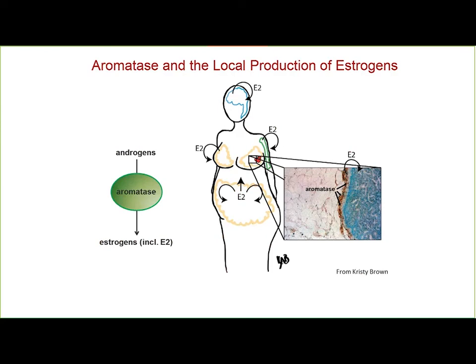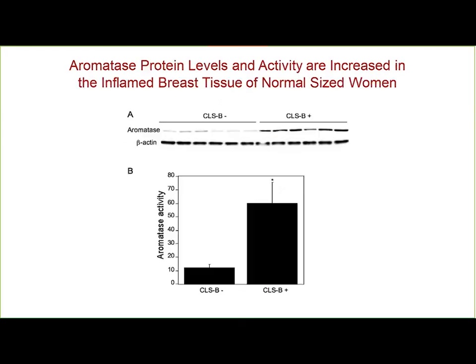Just as a reminder for the group, androgens are converted by aromatase to estrogens, and aromatase is abundantly expressed in adipose tissue, particularly in adipose stromal cells, and synthesizes estrogen. And so consistent with our RNA-seq data and qPCR data, we were able to demonstrate that aromatase protein levels and activity are increased in the inflamed breast tissue of normal-sized women.